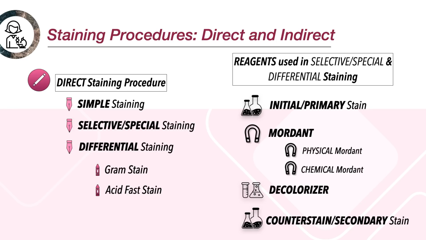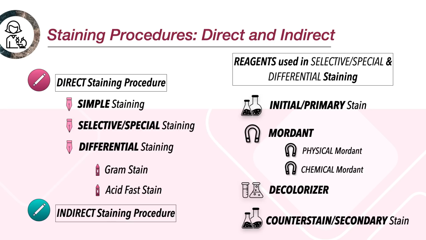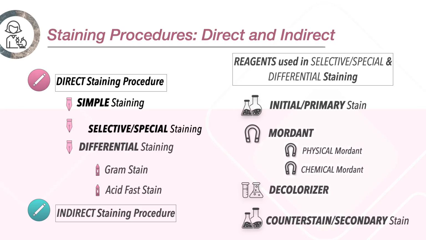So now that we're done with the direct staining procedure, of course, we also have its counterpart, and that is your indirect. Okay. If your direct staining procedure directly stains the bacteria and the structures, where your indirect, it's the complete opposite. In indirect staining procedure, we do not stain the bacteria, rather, we stain the background. Okay. Let's start first with our direct staining.